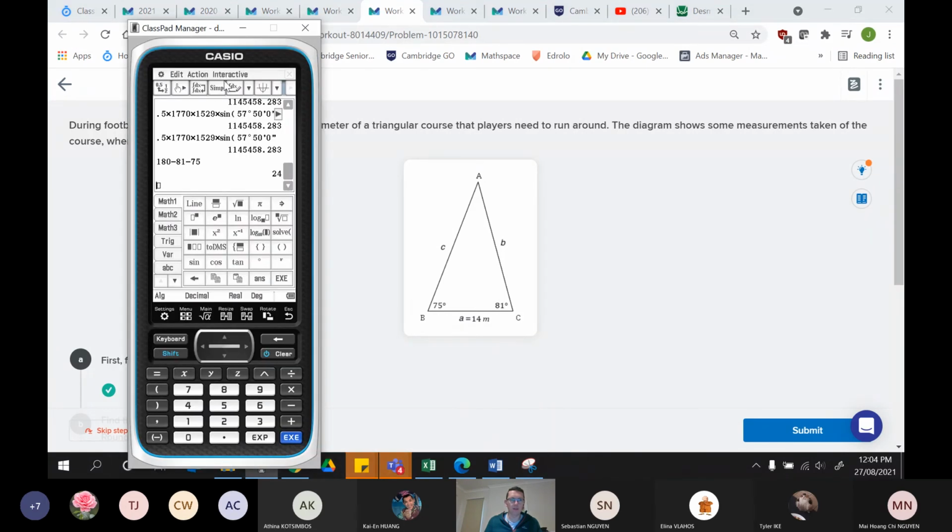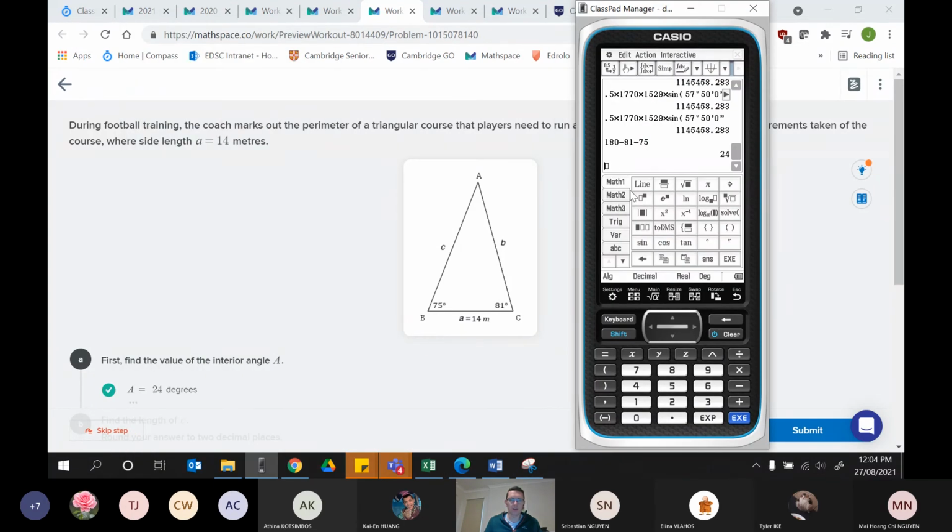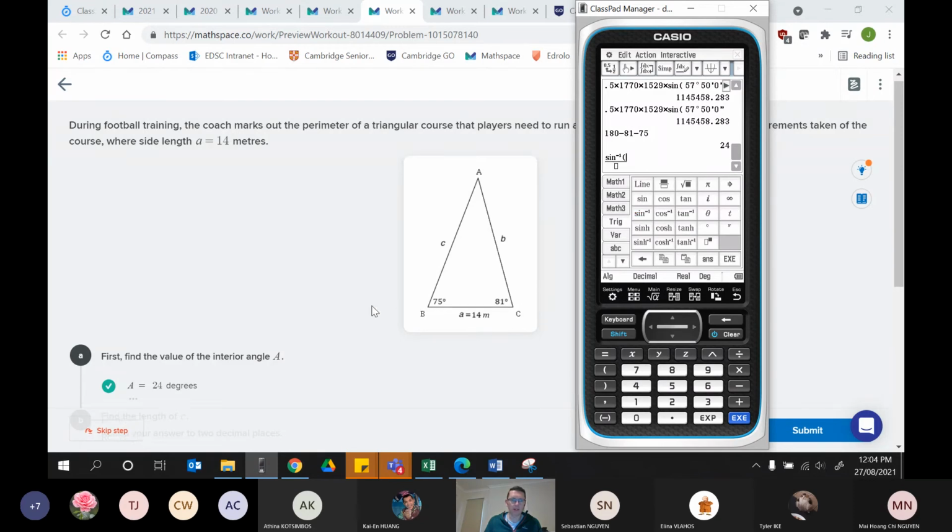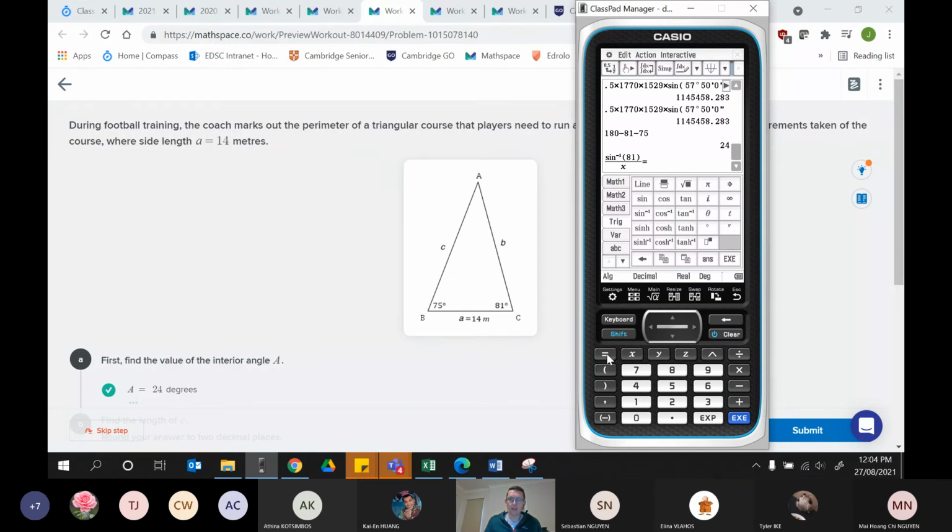Again, you can use the sine rule. I'll probably use the geometry function, but let's use the sine rule anyway, because I haven't used that one in a while. So the easiest way to do the sine rule is literally in here, bring up trig. We want to find the length of C. Okay, so we want to do the sine of 81 on X, which is what we want to find, is equal to the sine of what we just found out, the 24, close my bracket, and 14. And then I can solve that.